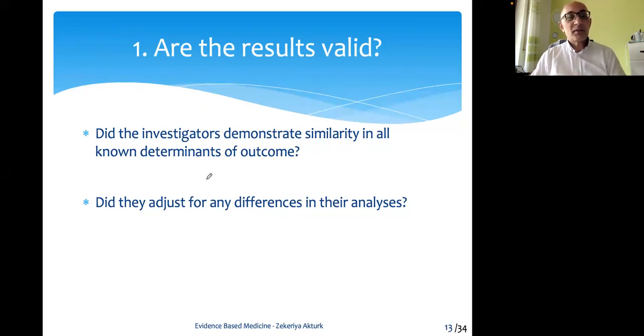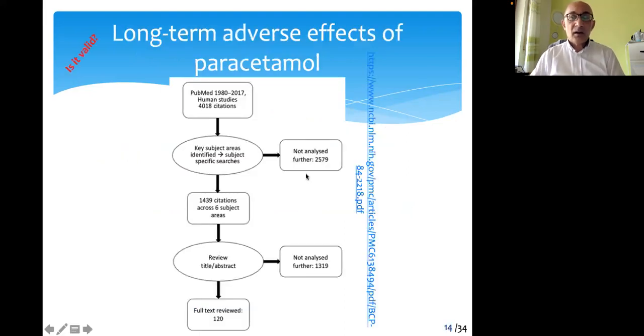But for the harm studies, we have to look, did the investigators demonstrate similarity in all known determinants of outcome? We have to ask also, did they adjust for all differences in their analysis? Let us discuss it on behalf of one concrete example. What kind of study do you see here? Here I have the link of the study, long-term adverse effects of paracetamol.